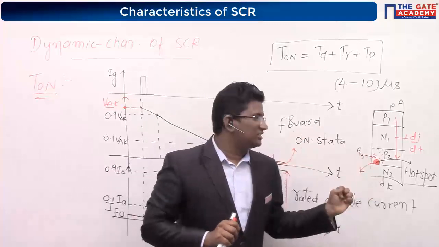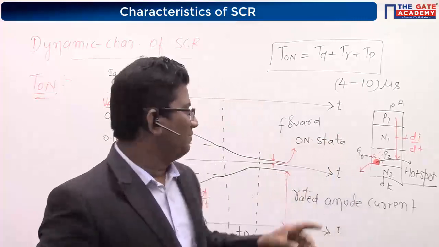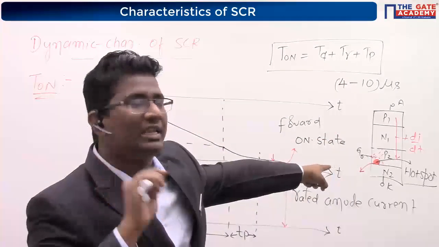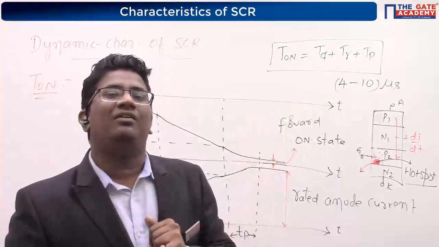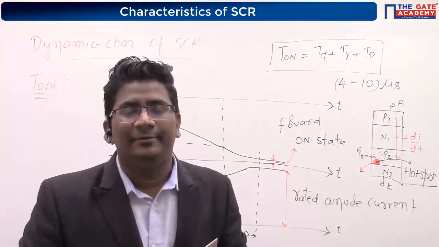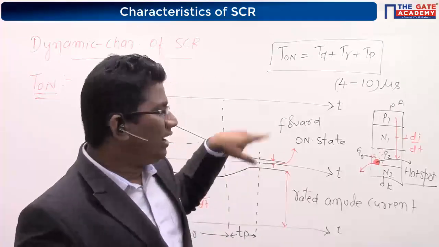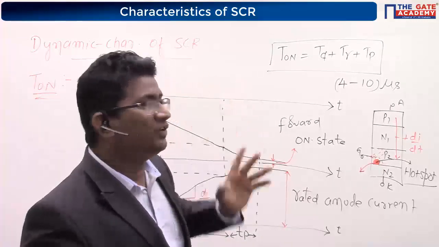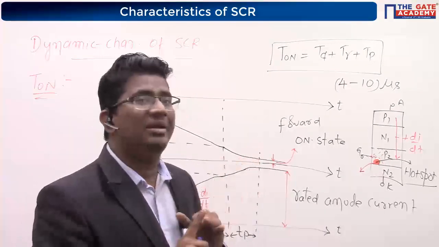To control this, to avoid this, tell me what you have to do. If you don't want to create a local hotspot, which one do you want to control? Do you want to control the spread velocity or di by dt? Only one thing I am asking. To avoid those hotspots, which one do you have to control?